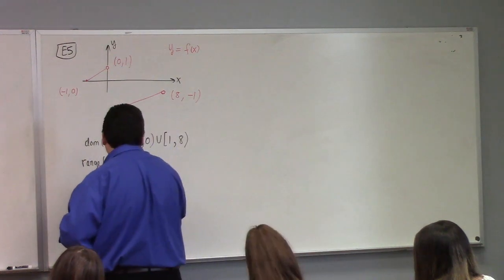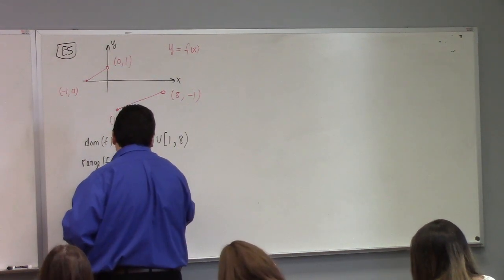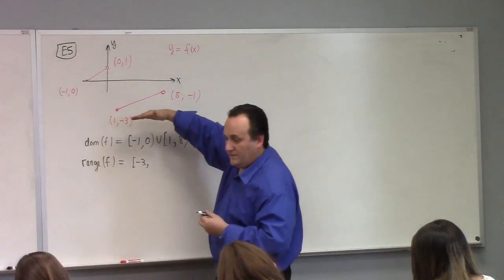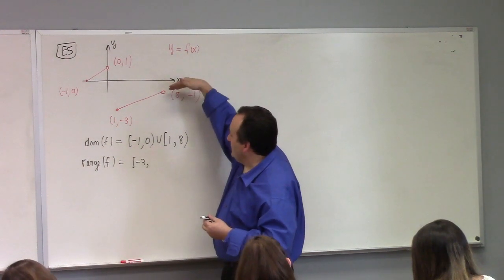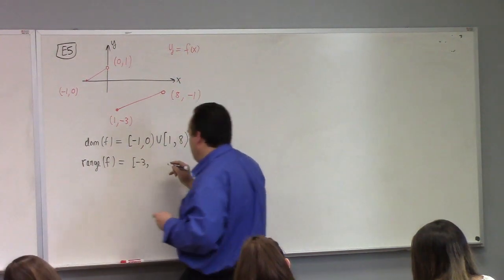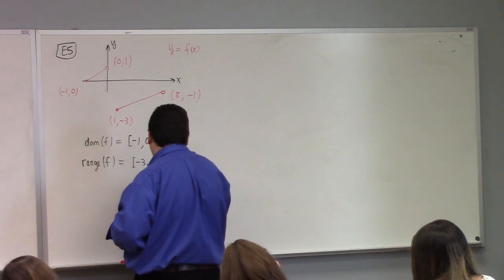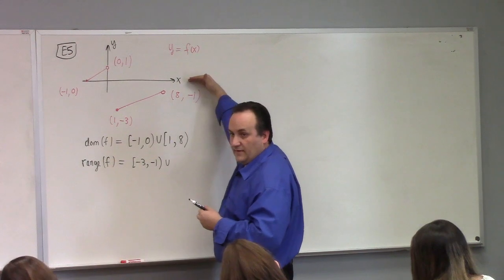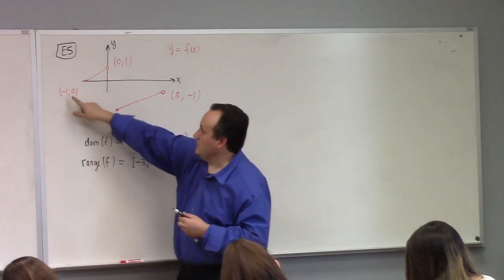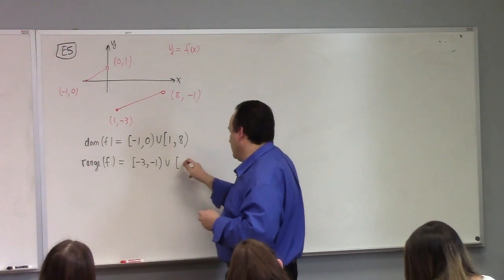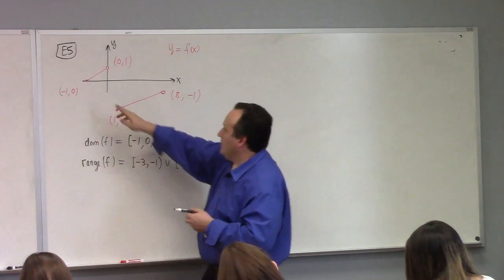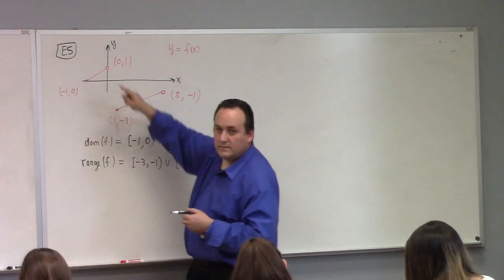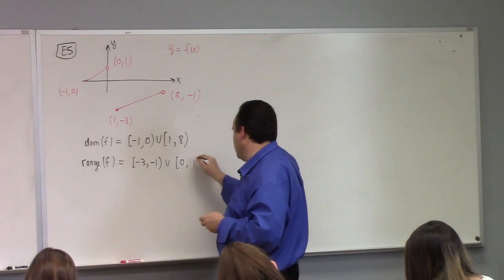It's included because the dot is closed, right? So minus 3. And we keep getting y values up to here. So we don't include minus 1. Then it picks up again here at the x-axis. Our next y value that we attain is 0, so we include 0. And we go all the way up to 1, but 1's not included, right?